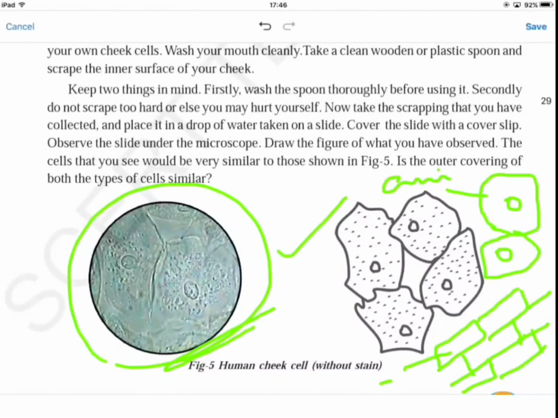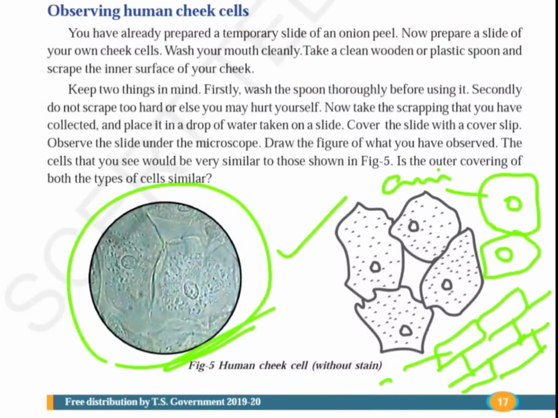What we learned today: the discovery of the cell, how cells look in plants, by taking an onion peel, and next how cells look in animals, by observing human cheek cells.